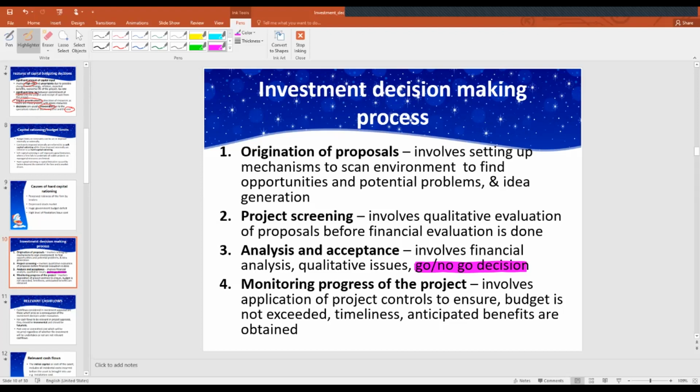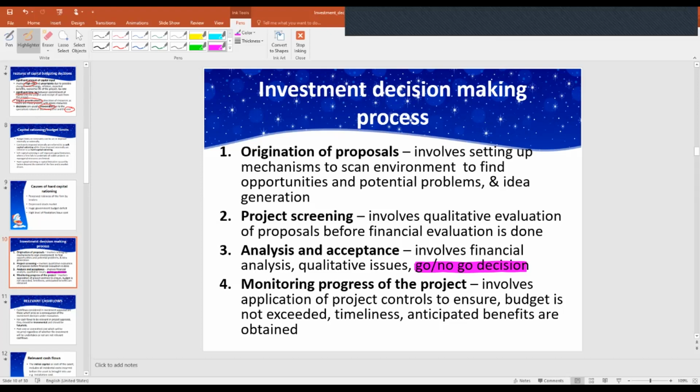Which your examiner has asked in the past, a 7 marks question, asking you to discuss the steps that you involve when it comes to making those investment decisions. Let's look for that question because your examiner has asked that in the past, asking you to discuss these steps.